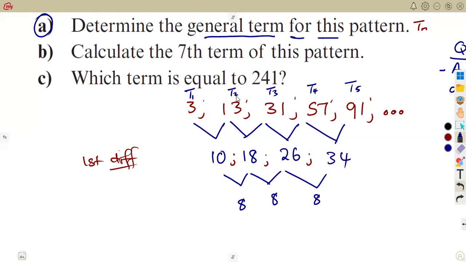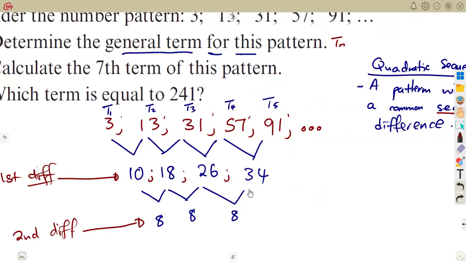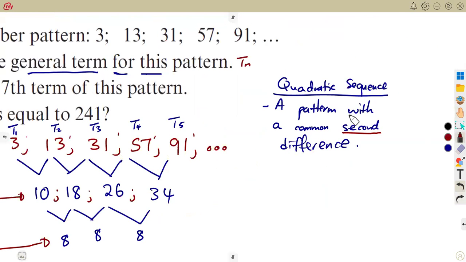So we can see that throughout these terms, there is a common difference. But it is happening where? For the second differences. The second differences that we are talking about, this is the one which is common. As we can see here, we said a pattern with a common second difference. This is the most important.